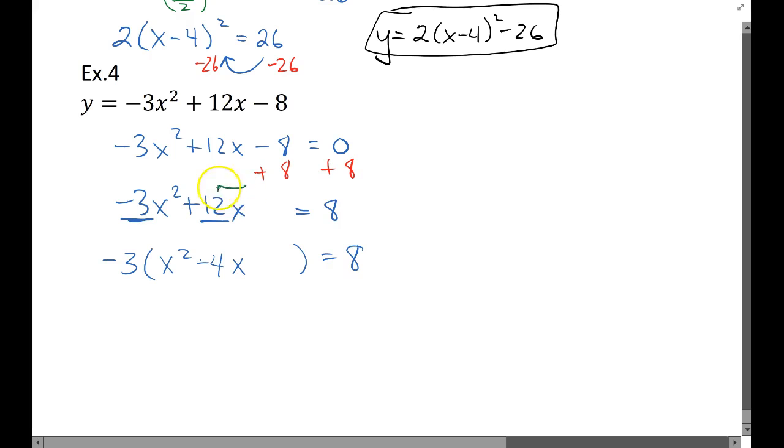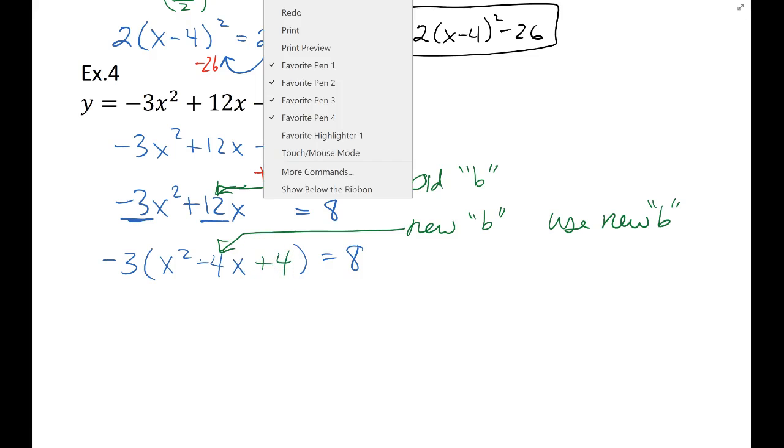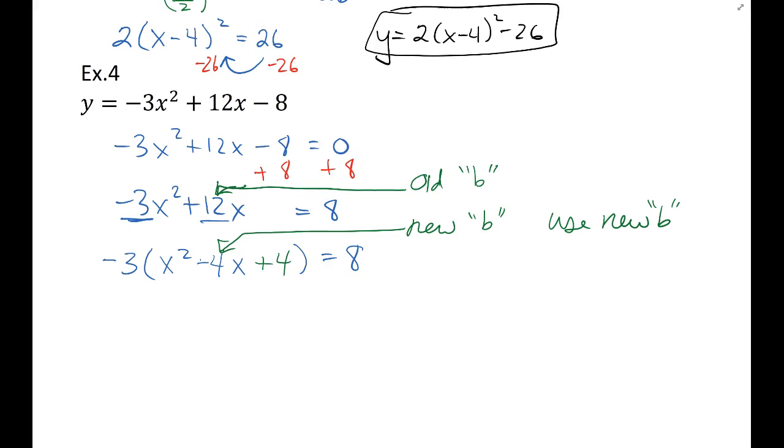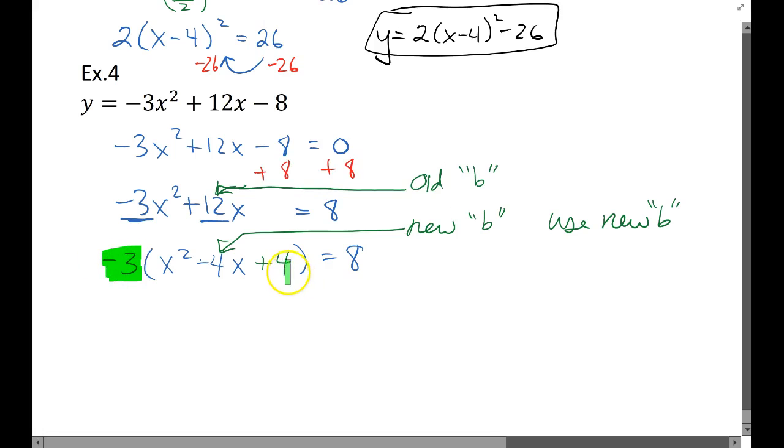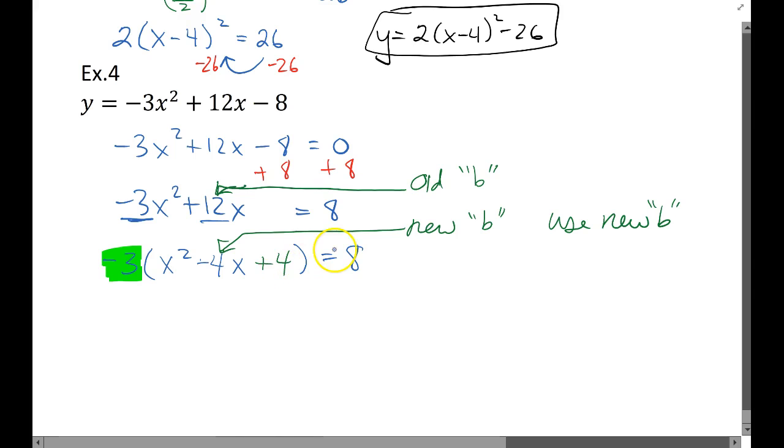We have our old b here. And we have our new b. We want to use our new b. And so in using the new b, half of 4 is 2, and 2 squared is 4. Now, again, because you have a leading coefficient other than 1, you get the negative 3 out there. Anything inside the parentheses gets multiplied by the negative 3. So although we wrote plus 4, you really added a negative 12.